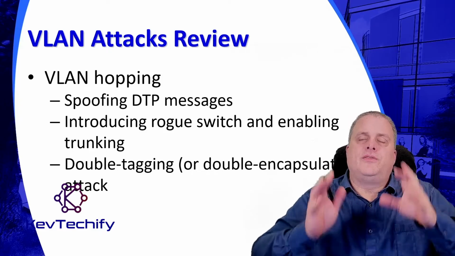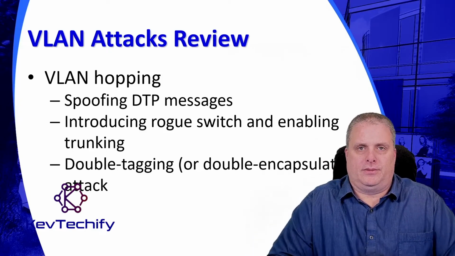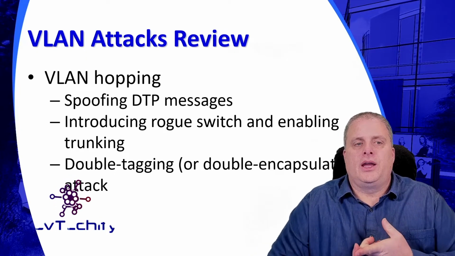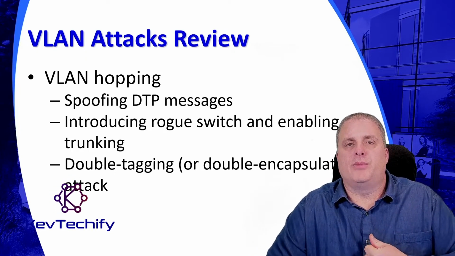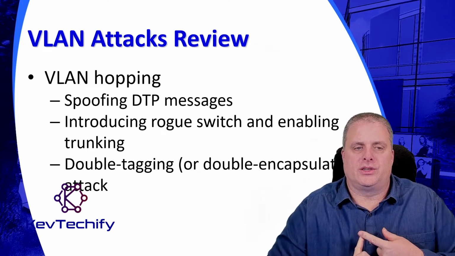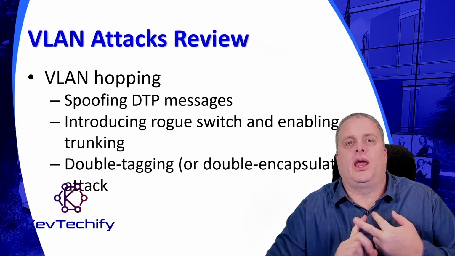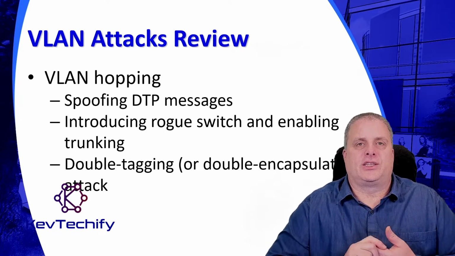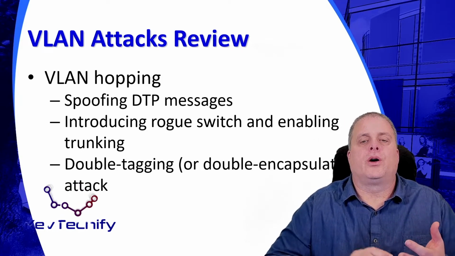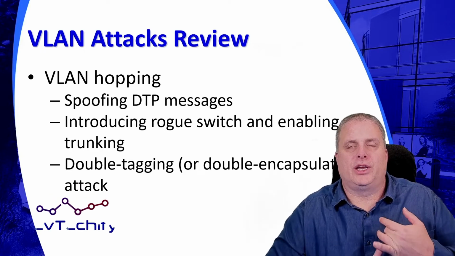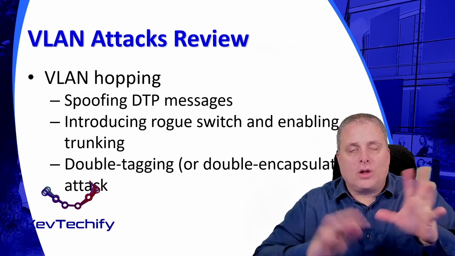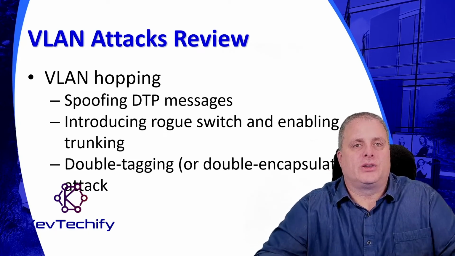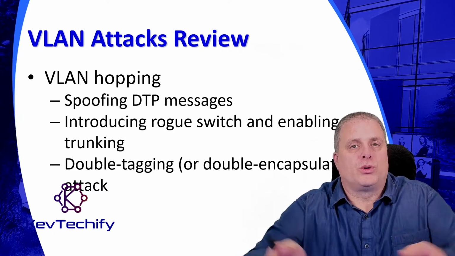The main method of VLAN attacks is VLAN hopping. We can do VLAN hopping typically in three ways. First way is spoofing your DTP message, your Dynamic Trunking Protocol message. The second one is introducing a rogue switch and enabling trunking on that switch. Or the third way is what we call double tagging or double encapsulation attacks. All of these allow you to go from your VLAN into somebody else's VLAN, or a VLAN you're not supposed to be in.